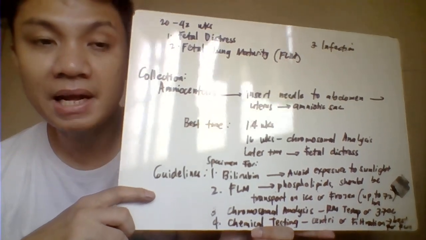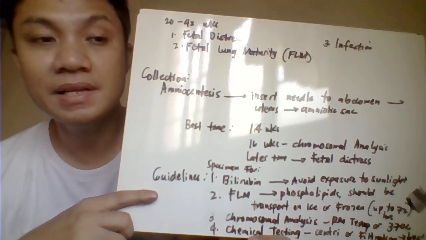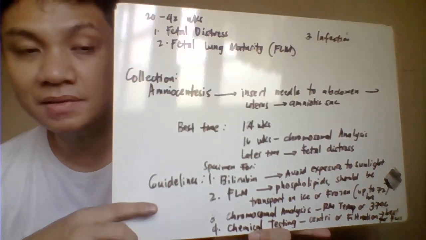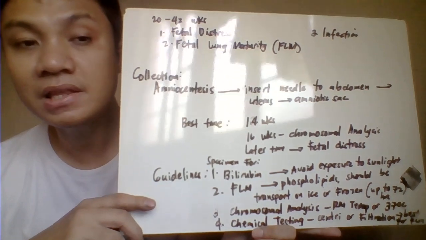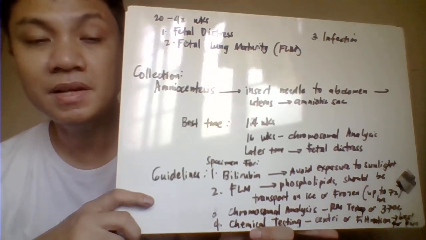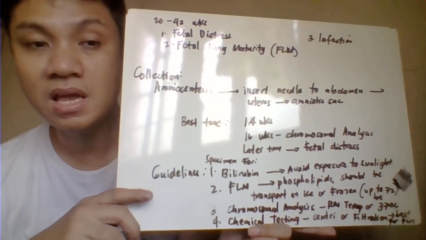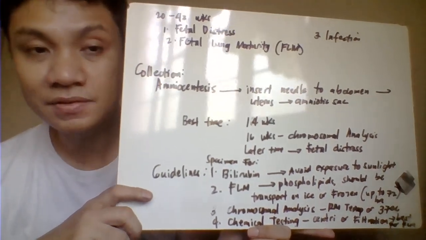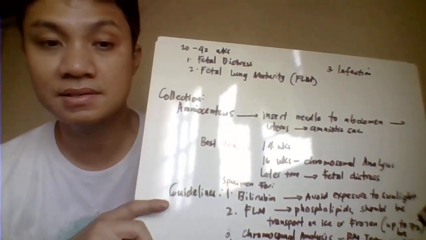Okay, for your chemical testing, so when you're collecting a specimen, you try to separate your cells here from your supernatant as soon as possible by centrifugation or even by filtration. Again, filtration is the recommended process of processing your specimen if you're dealing with your phospholipids in the case of your fetal lung maturity to prevent here distortion of your cells if you are using the centrifugation process.